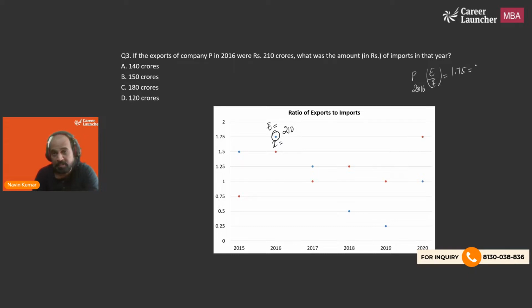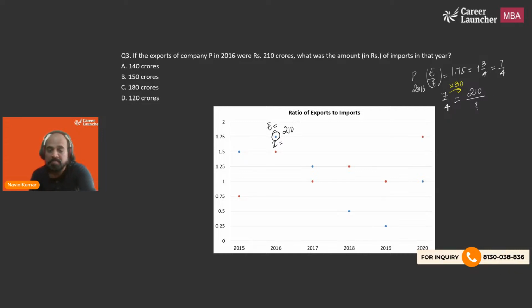Now, 1.75 is 1 plus 0.75, which is 1 plus 3 by 4, which is going to be nothing but 4 plus 3, 7 upon 4. And this is where export is given as 210. So what should be our import? We are basically saying 7 by 4 is equal to 210 upon what? So the relationship we have over here is 7 into 3 is 21. So 7 into 30 will be 210, right?